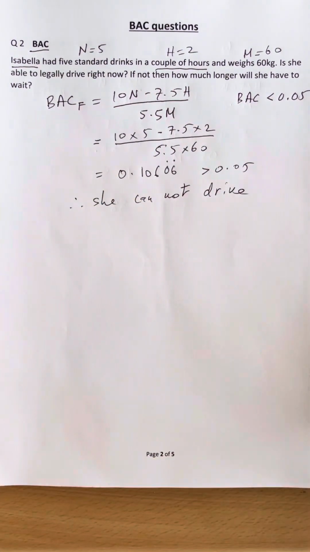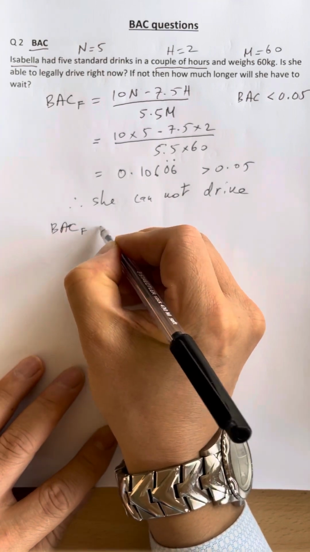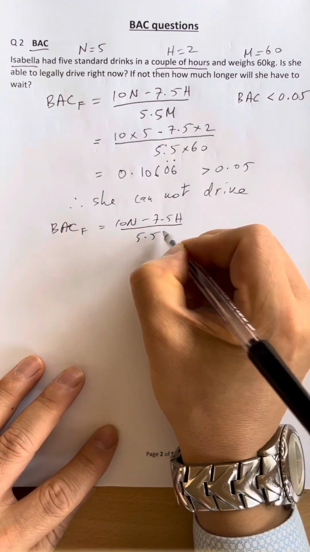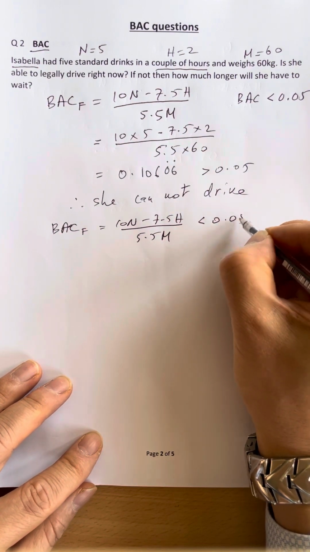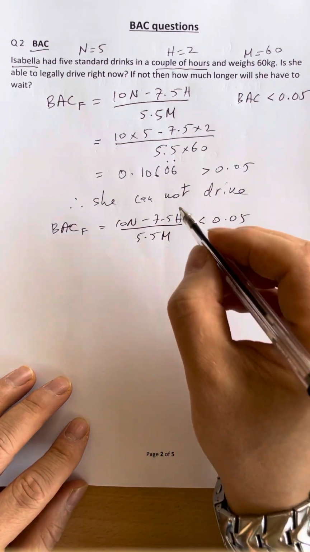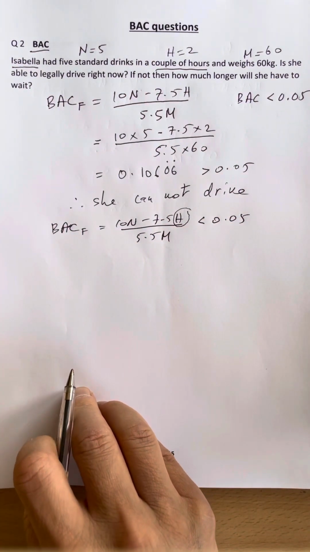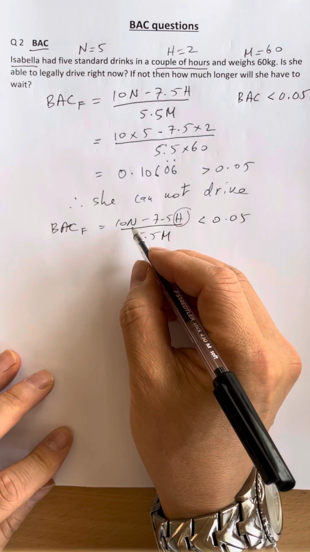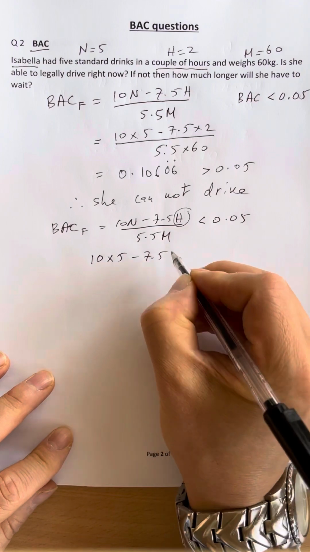So the second question says, how much longer will she have to wait? Well, you quote the formula again, which is BAC female equals 10n minus 7.5h divided by 5.5m. That has to be less than 0.05. So now you are solving for h, actually. This question is the hardest question of all the questions. And n is still 5.